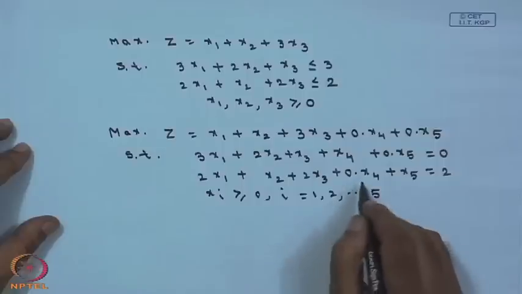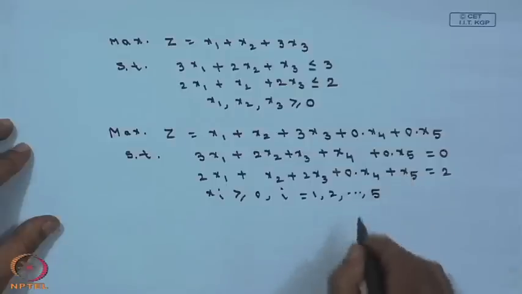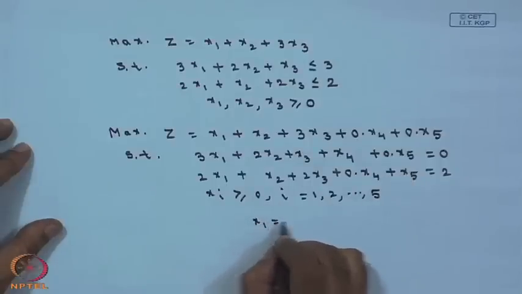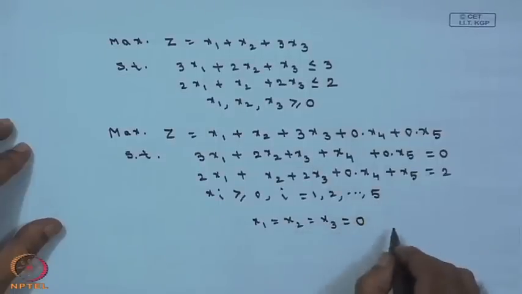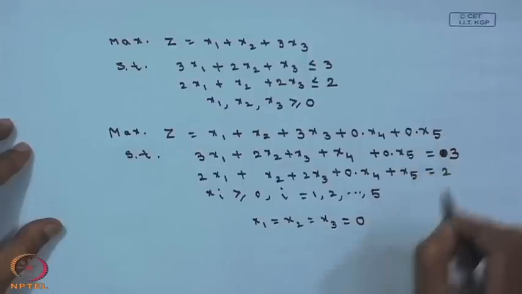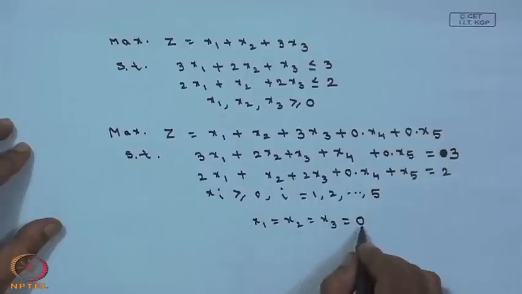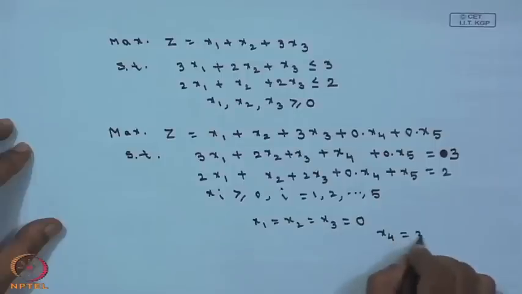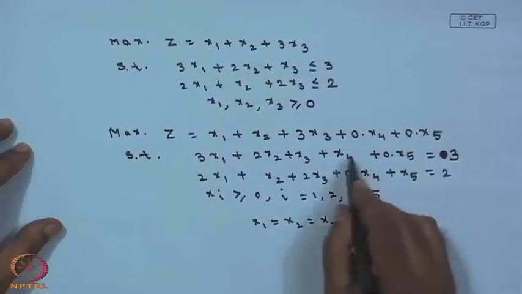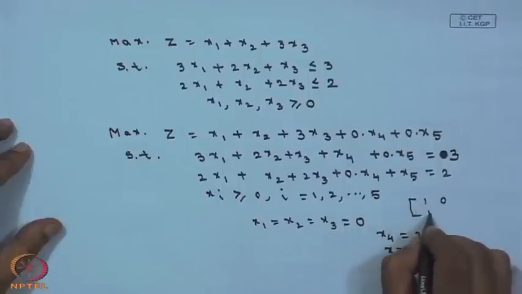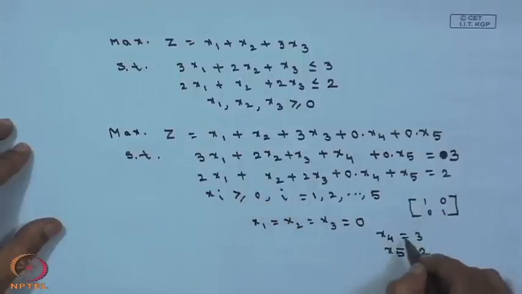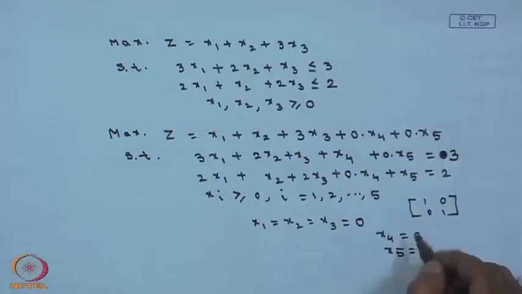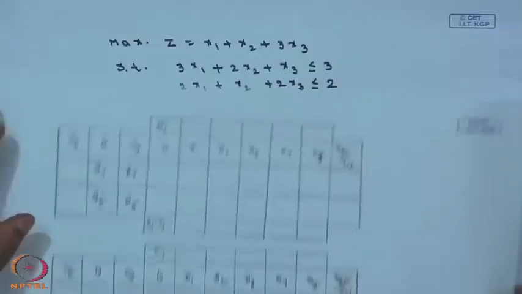If you note one thing, by adding these slack variables, if you make the three variables x1, x2, x3 equal to 0, one solution you will get is x4 equals 3 and x5 equals 2. This forms an identity matrix if you consider the coefficients of x4 and x5. So, x4 and x5 become the basic variables and they satisfy the non-negativity constraint.